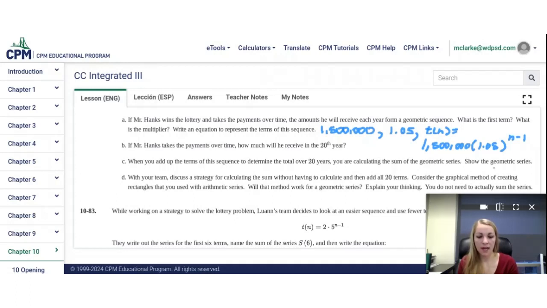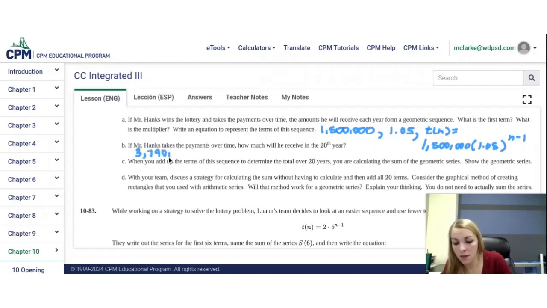So I'm just typing that in, 2, and I'm going to use the 19th power instead of doing 20 minus 1. And it looks like I am getting $3,790,425.29, and we'll call it 29 cents. Okay, so that's how much money he will receive on the 20th year.